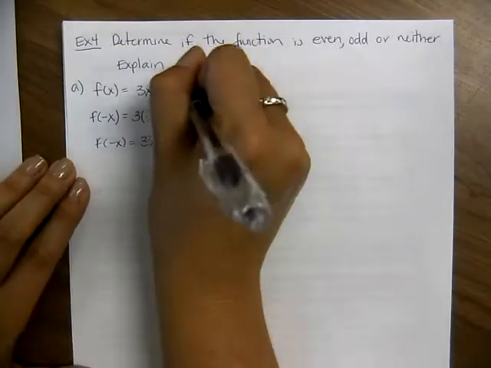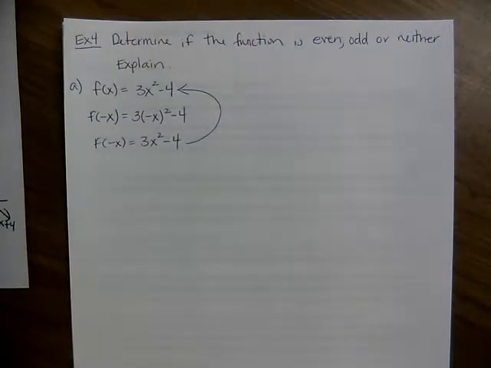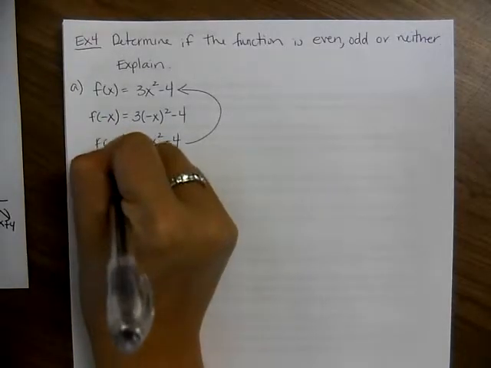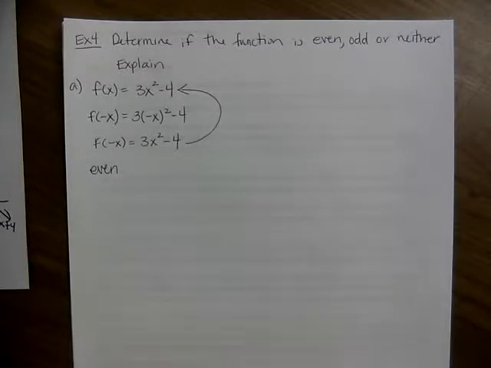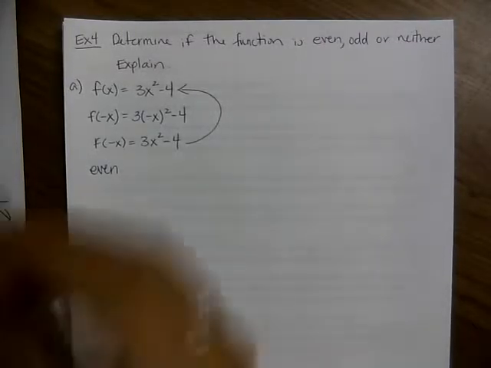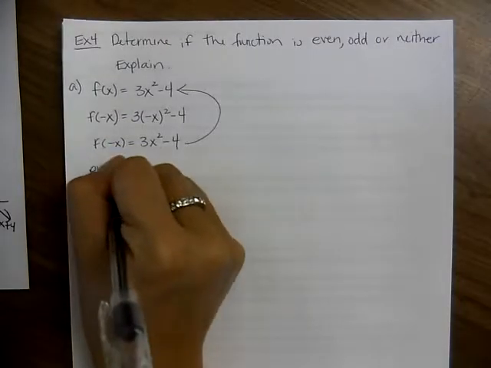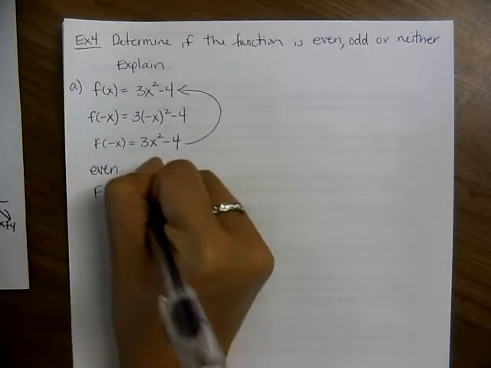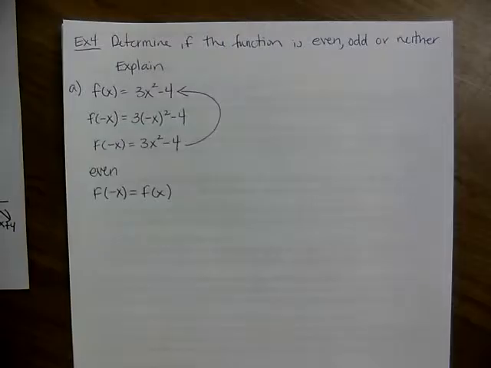So now I go back, I compare it to the original. If it's the exact same, it's even. If it's the exact opposite, it's odd. So what is this? It's even. Now, in terms of an explanation, you could say, when I plugged in negative x, everything stayed the same. You could also use the notation that f of negative x is equal to the original f of x. Okay?